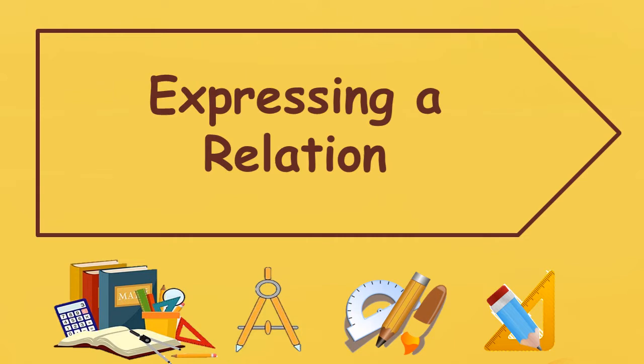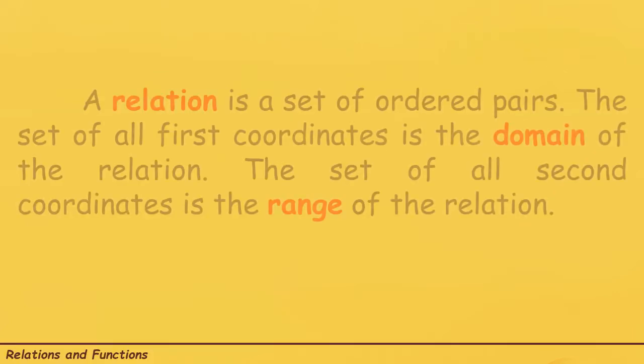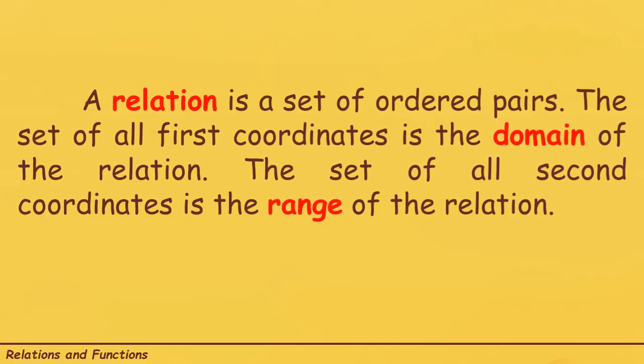For this video, we will focus on expressing a relation. So let's define first a relation. A relation is a set of ordered pairs. The set of all first coordinates is the domain of the relation. The set of all second coordinates is the range of the relation.